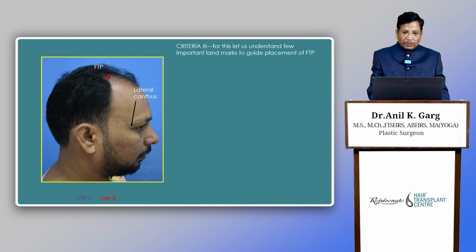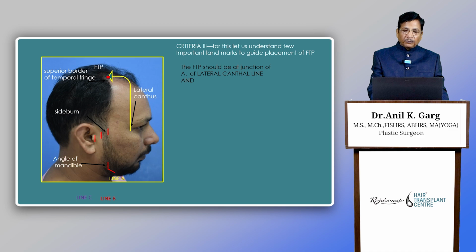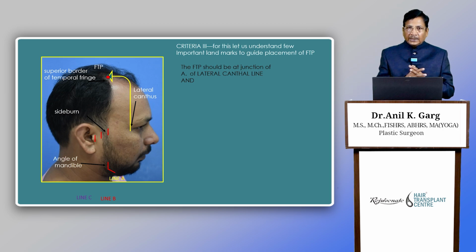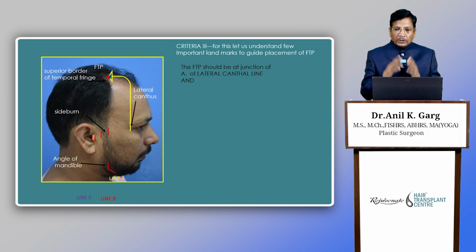This is the frontotemporal point, this is the lateral canthus, this is the angle of the mandible, this is the sideburn, this is the anterior border of the sideburn. This is the posterior border of the sideburn and a point anterior to the tragus. Now, this is the superior border of the temporal fringe. The FTP is basically placed at the intersection of two lines.